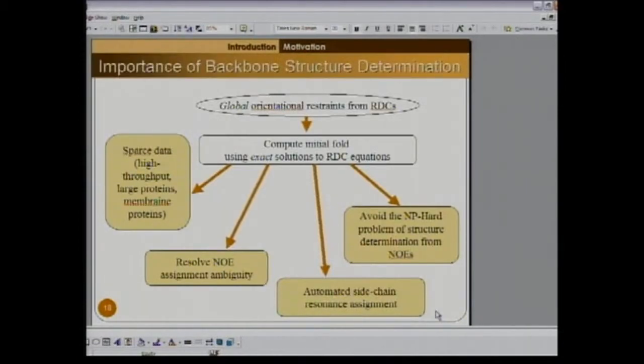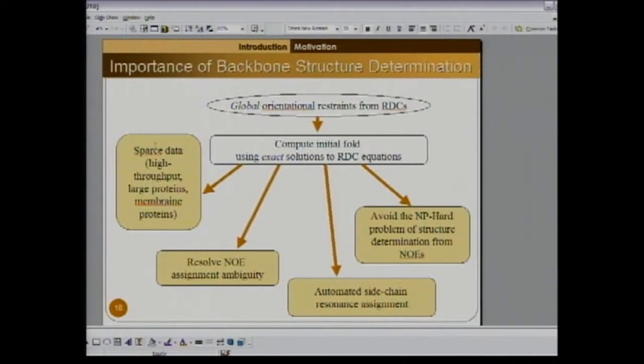So this is just to highlight the advantages of using RDCs for structure determination. From RDCs, you can compute the initial fold using exact solutions to the RDC equations, those quadratic form equations that I showed before. And this allows avoiding the NP-hard problem of structure determination from NOEs.